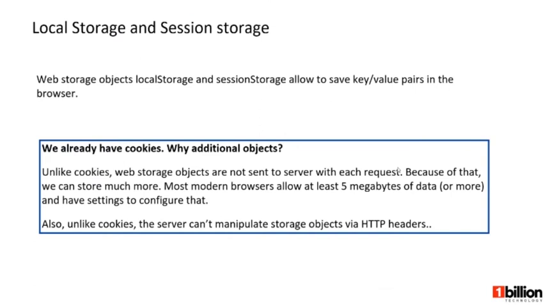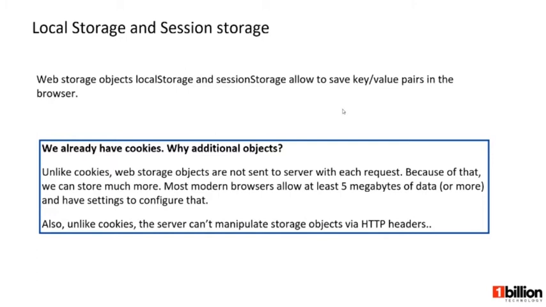In the previous slide, I mentioned we can store tokens on the client side, in local storage, session storage, even in cookies. So let's talk about local storage and session storage. They are web storage objects. Web storage objects, local storage and session storage, allow saving key-value pairs in the browser. So we already have cookies, then why do we need additional objects?